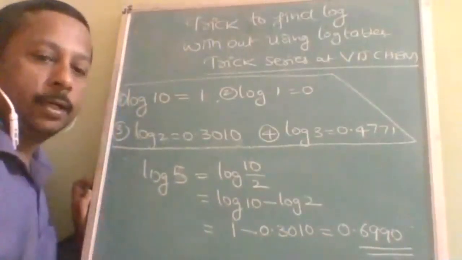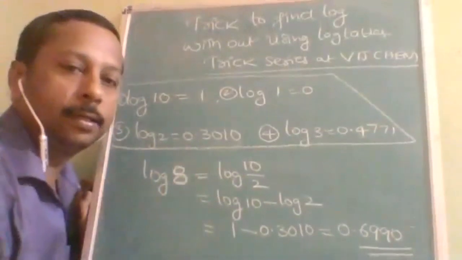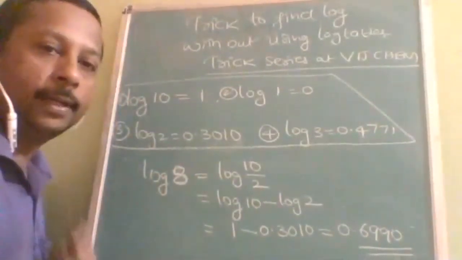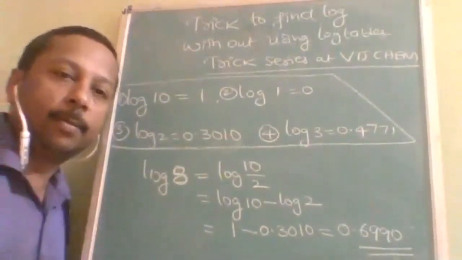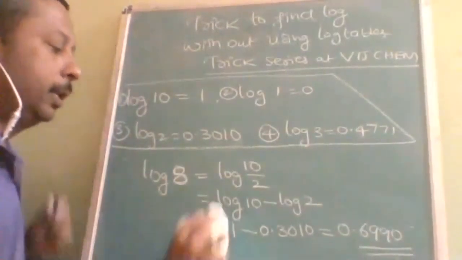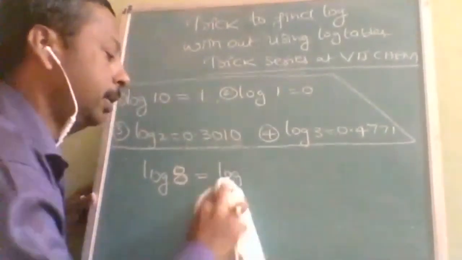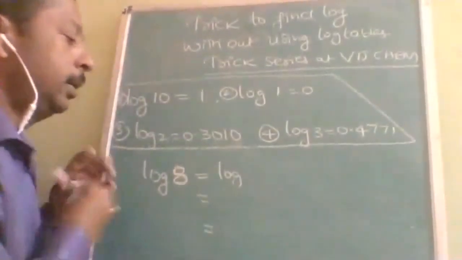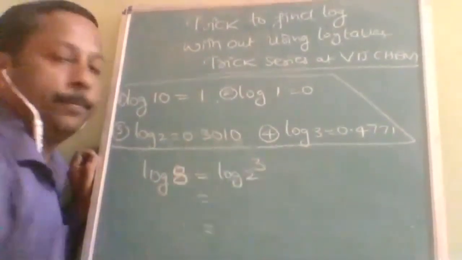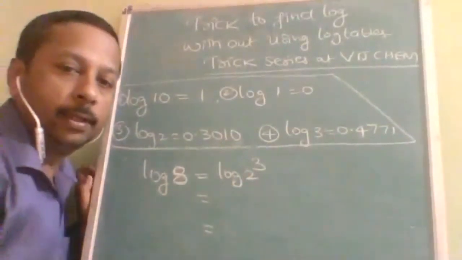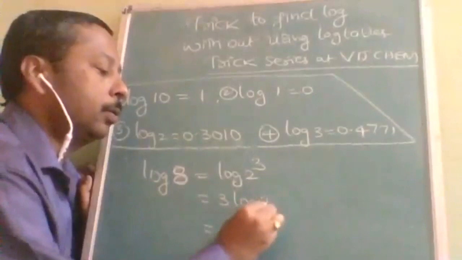Now let us see the next example. The next example is log 8. Log 5 we have seen, log 6 we have seen, but the process is different. The formulas are the same, but here also we are going to use a different method. How will I write log 8? I will write it as 2 to the power of 3. 2 cube is equal to 8. So we can write it as 3 log 2.